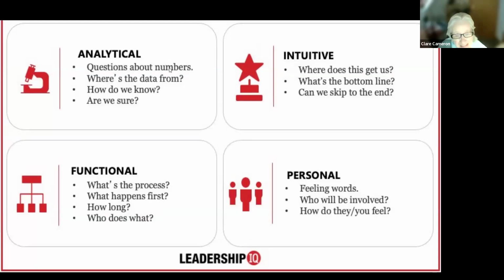And you'll see this in your learners as well. Some learners just want to get on with it, and they don't want to write everything down. Well, I've remembered it, you know what I mean? And other people like to be very particular, functional. What's the process? What happens next? How long? Who does what? They want to know exactly what's going on.